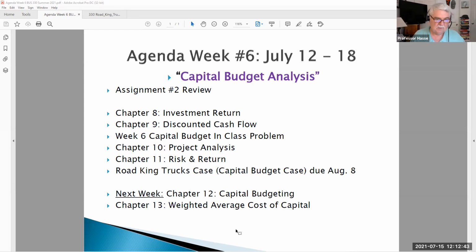Then we'll review our Road King Trucks case, which is now posted to the Road King Trucks case file folder in Blackboard. This is a capital budget case where you are to prepare a capital budget analysis and then write a paper answering 6 questions that are in that case. It is due August 8th, Sunday. So you have a few weeks to prepare for it. And after this week, you should be able to begin that work. We will practice work on this case in assignment number 3 next week. But first, let's look at assignment number 2.